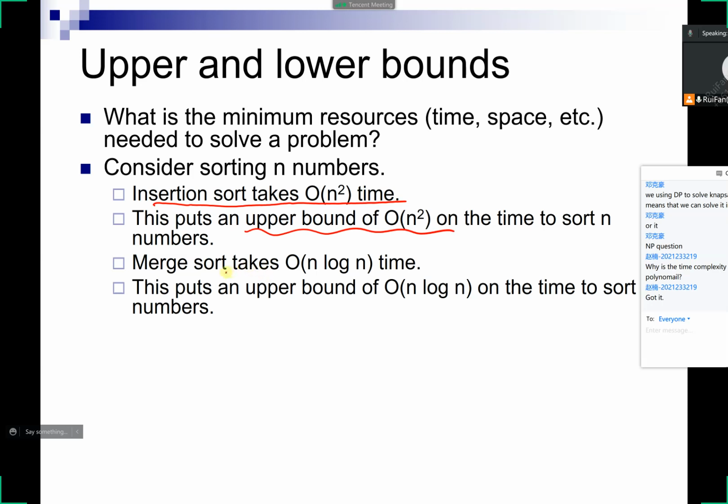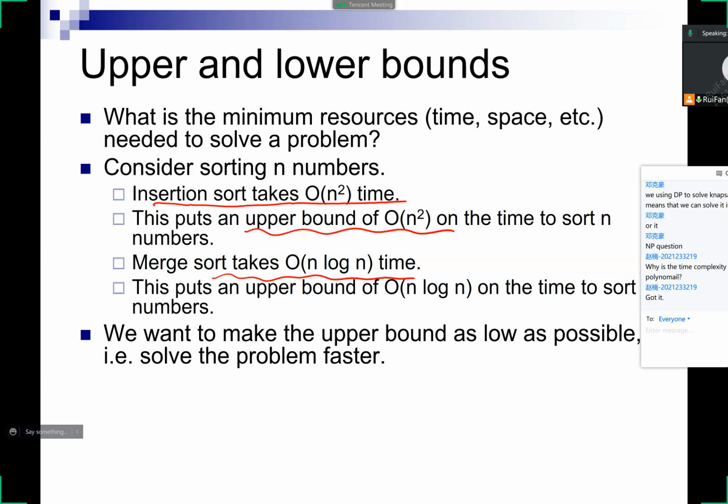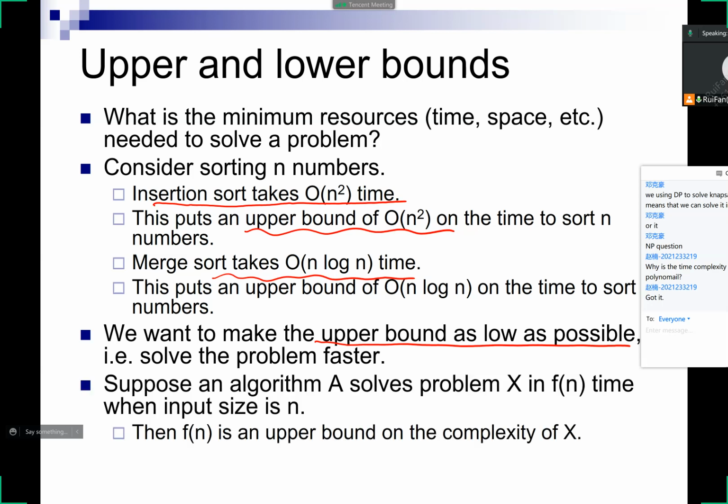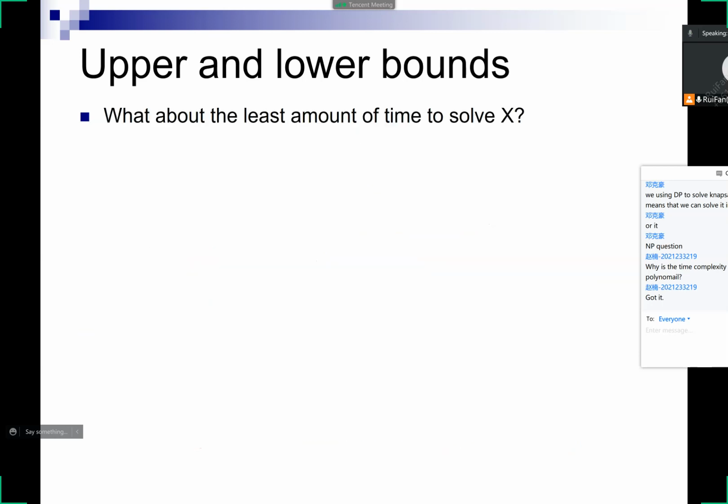Whereas if you go for a more efficient algorithm like merge sort, you can sort in n log n time. So this is a lower upper bound now, because you can solve it even faster. For upper bounds, we basically want to make the upper bound as low as possible, because that corresponds to solving the problem faster. So for any problem x, if you have an algorithm which can solve x in f of n time, then f of n is an upper bound on the complexity of x. So that's upper bounds.